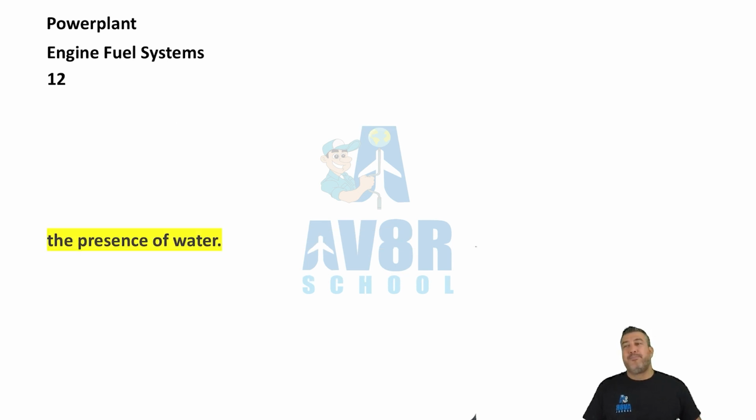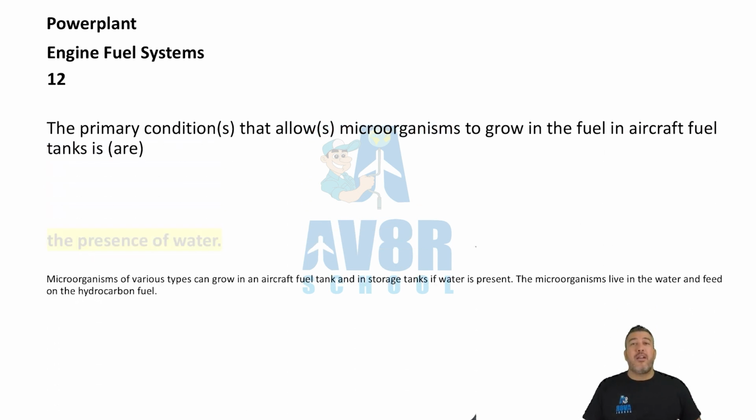Number 12, the presence of water. The primary condition that allows microorganisms to grow in the aircraft fuel tanks is the presence of water. Microorganisms grow in fuel tanks because of the presence of water.